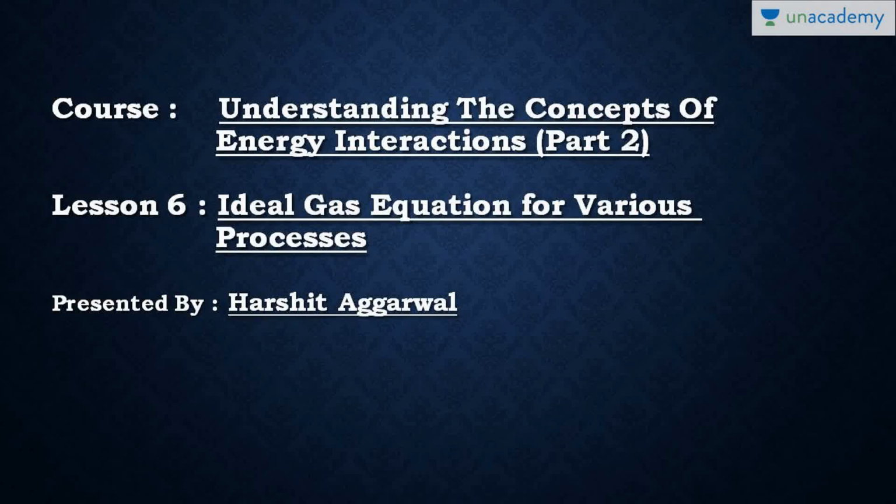Hello friends, this lesson is all about the ideal gas equation for various processes. Various processes means constant temperature, constant volume, constant pressure, adiabatic and polytropic. In this particular lesson, I will be telling you the gas equations in these five processes. In the previous lessons, we have discussed the representation of these processes on the PV diagram, right?